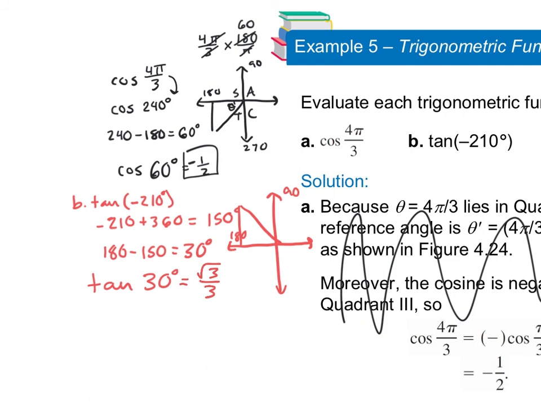And we're in the second quadrant, so All Students Take Calculus. Only sine is positive in the second quadrant, so that means tangent is negative. So negative square root 3 over 3.